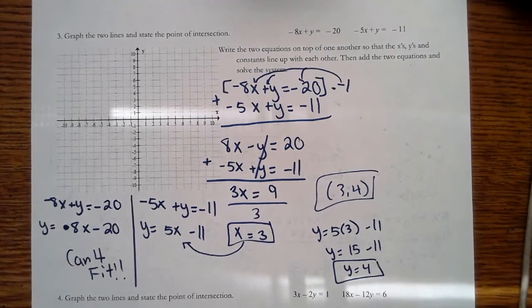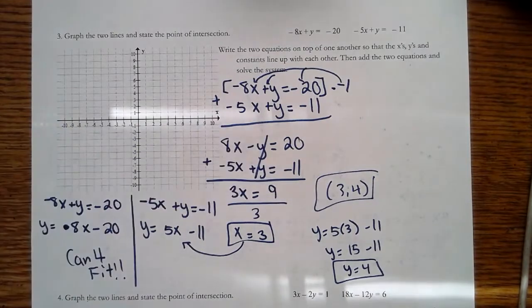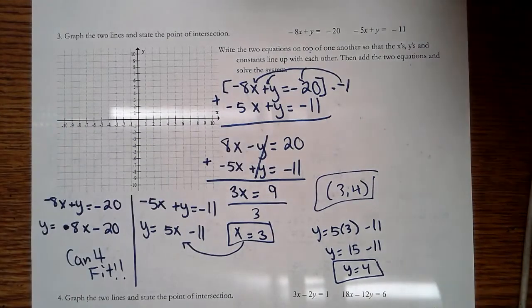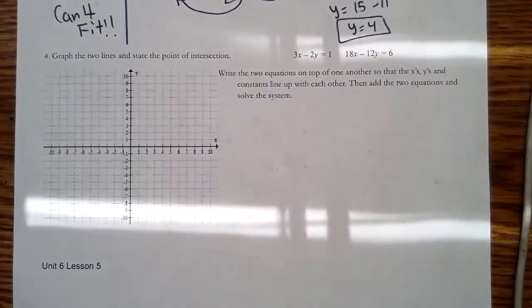Okay, let's take a moment and do number 4. This will be our last problem. Remember, you have to have a positive and negative of the same thing for your elimination to work. Sometimes you have to modify. Don't forget to pause and rewind if you have any questions.